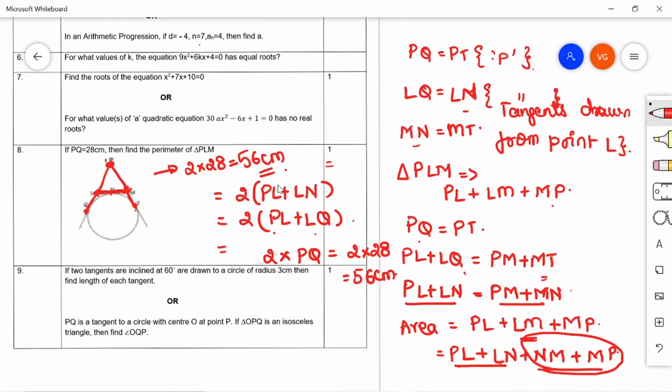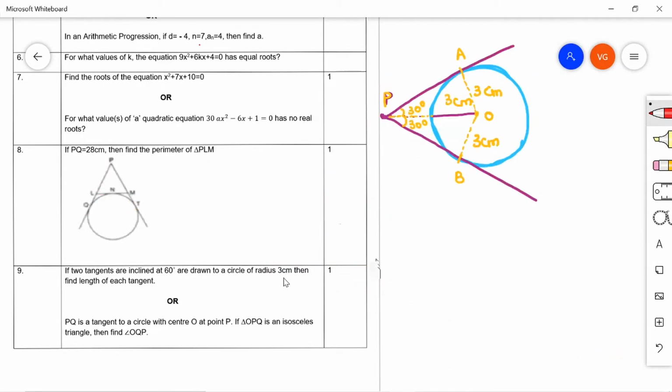Coming to the marking criteria, writing the theorem and stating that PQ is equal to PT, LQ is equal to LN, MN is equal to MT, here you will get half mark. Substituting and finding the final answer, you will get another half mark for this. Let us see question number 9 here.